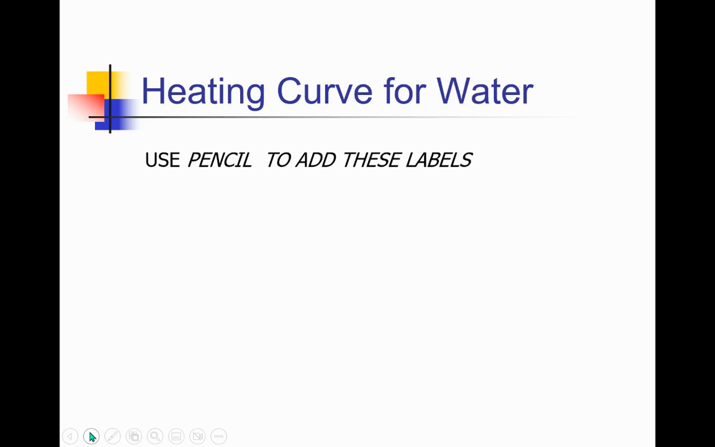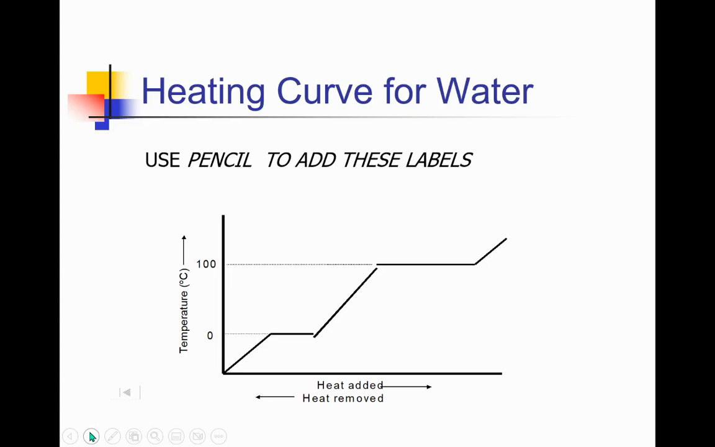So let's go to our heating and cooling curve. You might want a couple different colors of pens or pencils, just so we can separate. We're going to label a bunch of stuff on our blank heating and cooling curve that you picked up. So this is the heating curve for water. If you're going from left to right, you're adding heat. If you're going from right to left, you're removing heat. So that's why this can be called a heating and cooling curve.